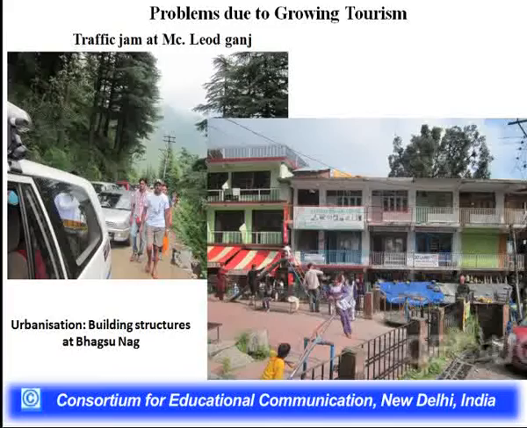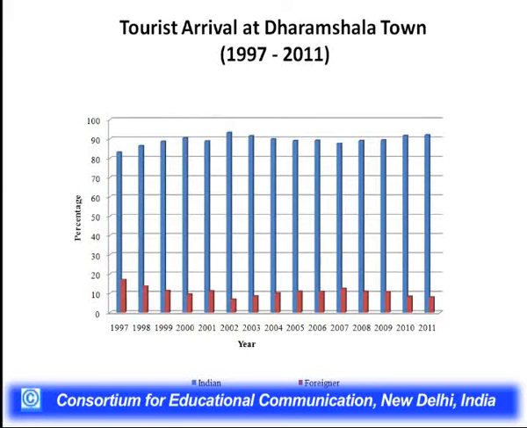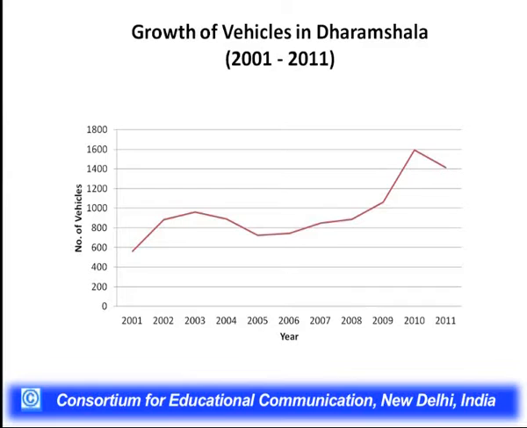But in recent years, we are getting a lot of important threats coming from tourism with massive infrastructure development and building construction. We are experiencing landslides, we are experiencing soil erosion, rock falls in different parts of the Himalaya. Now you can see the tourist arrival at Dharamsala town. One example here I am taking, not only the domestic tourists but also the foreign tourists. Growth of vehicles you can see, and so we are getting a lot of pollution. There is a saying, tourism destroys tourism. So I think we have to move towards creating such an environment where we have green tourism.